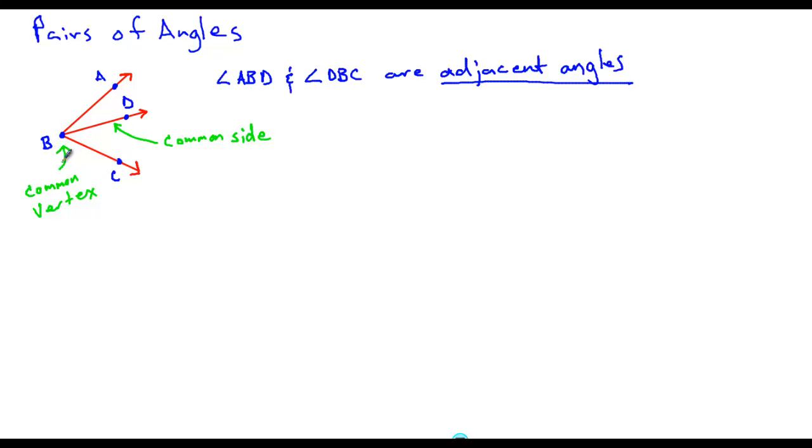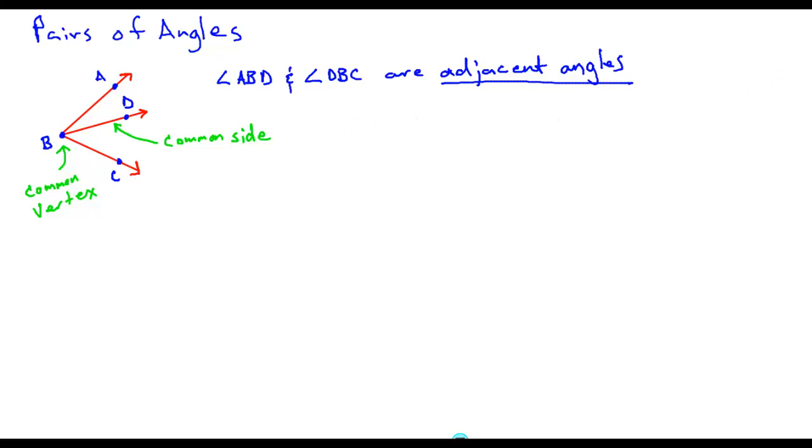If you've been making your vocabulary flashcards like you should, then you will have already written something about adjacent angles, and common side is part of the definition. When you look at your flashcard, it should say something on one side, and on the other side it should say something about two angles that share a common vertex and a common side. That's what adjacent angles are.